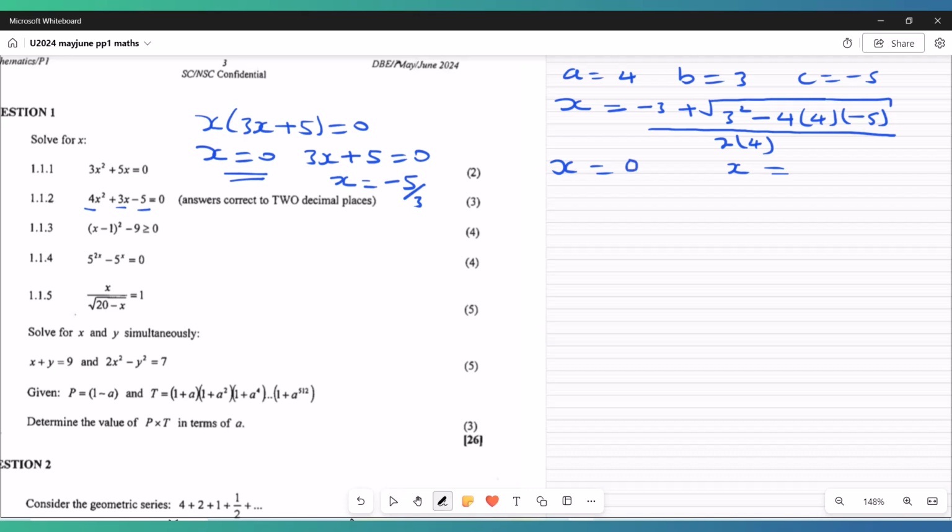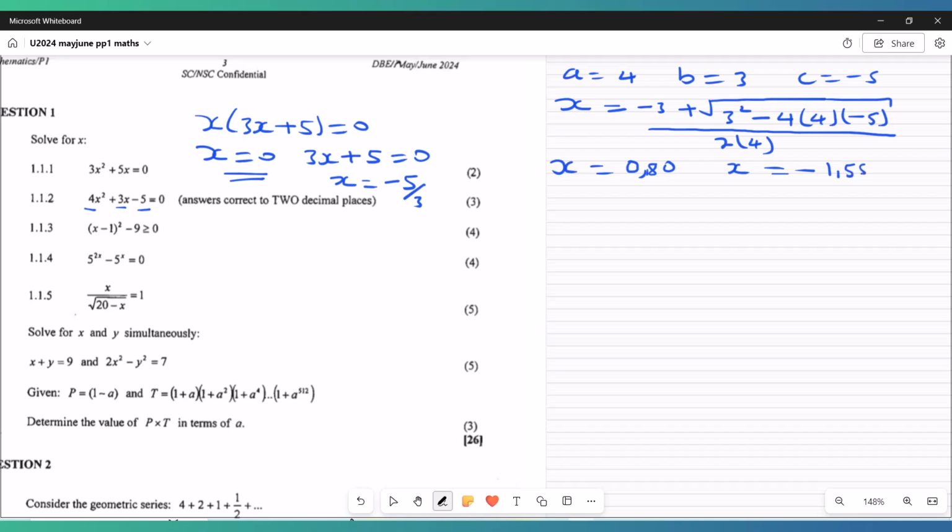So this is our first answer, 0.80, because they want two decimal places. Then for the other one, if I use a minus here, I get negative 1.55, so negative 1.55 put together.